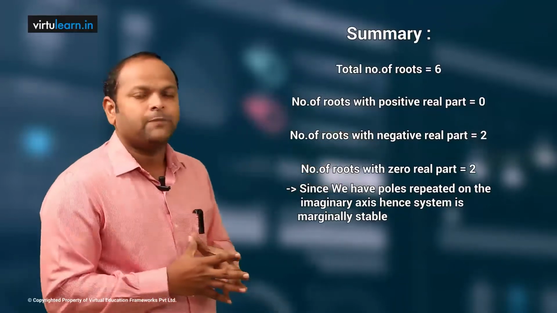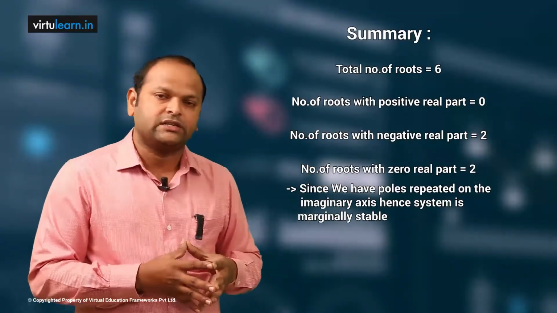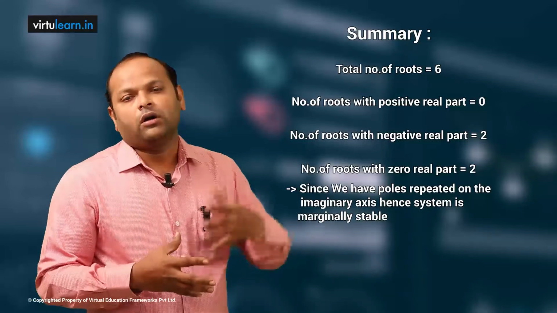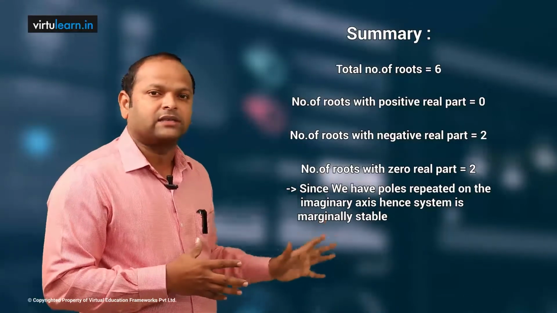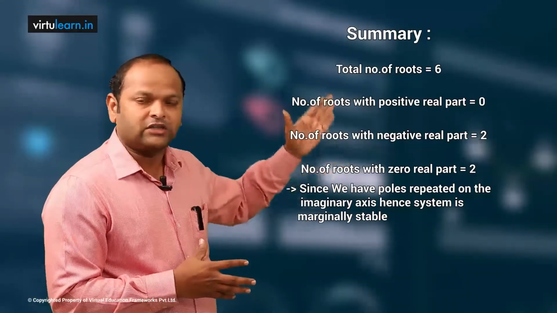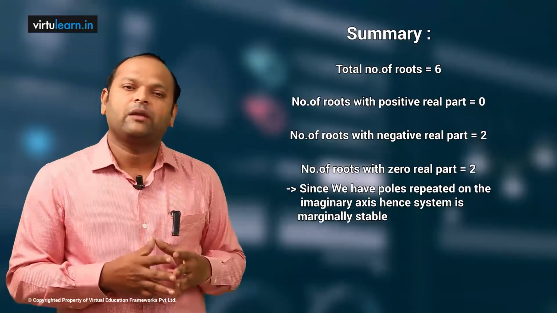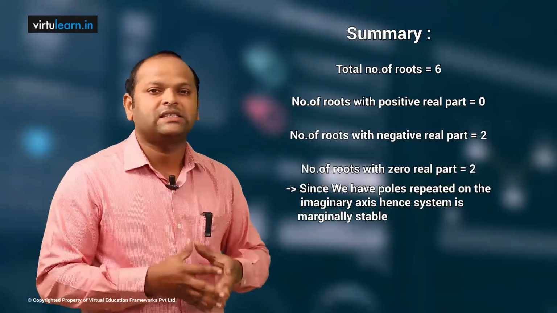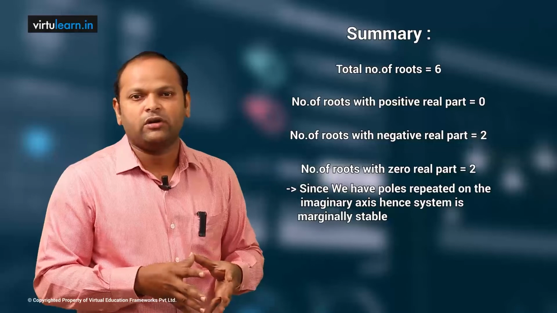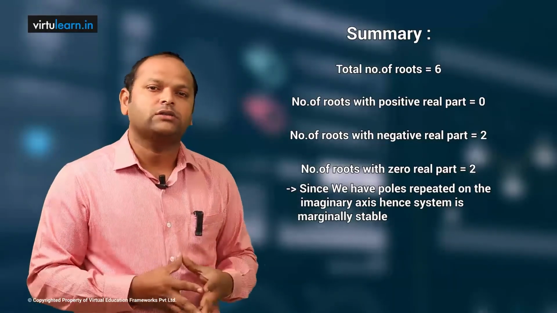So what we can say, since there are no sign changes and there are no repeated poles on the imaginary axis, we have non-repeated poles on the imaginary axis, the system can be said to be marginally stable or critically stable. The system will have continuous oscillations.